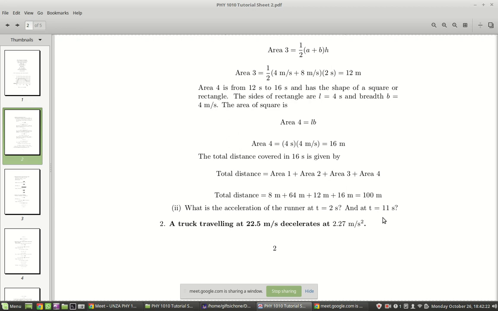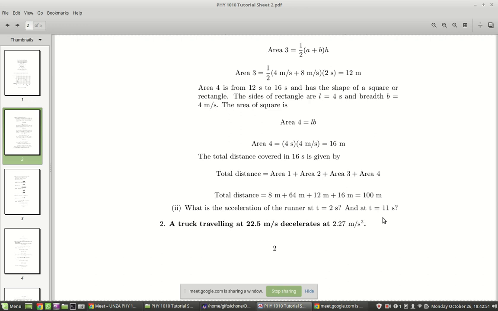There is no other way to do this. It's either you count the boxes or you work out the areas. But counting the boxes is tedious. It's easier to work out the areas, or you can use the formulas. But in this case, the lesson is when you've got a velocity time graph, the area under the graph gives you the distance traveled.